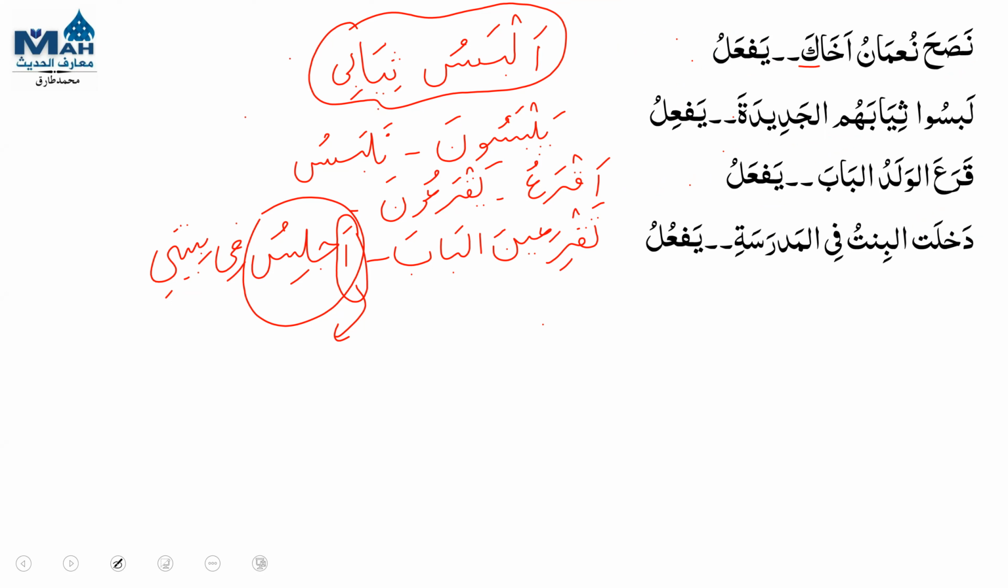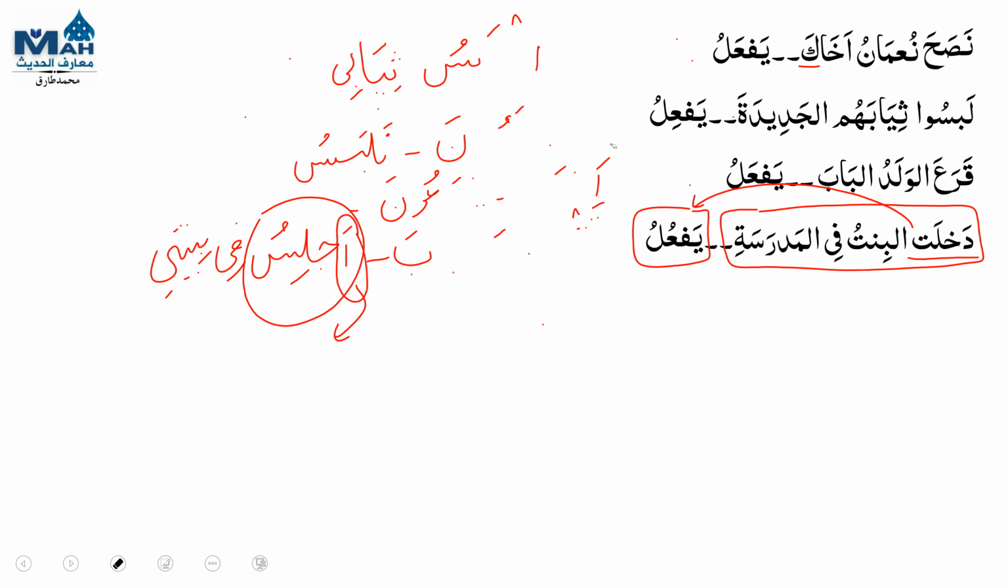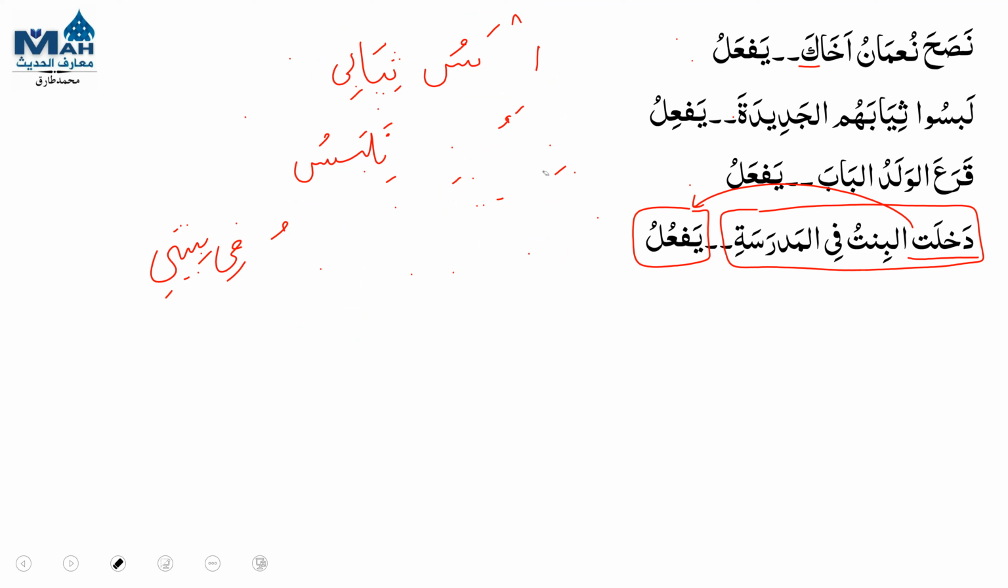دخلت البنت في المدرسة. So dakhala means to enter. What is the translation of this sentence? The girl entered the school. And the weight of this in mudari is yaf'ulu. So now convert this sentence into mudari. تدخل البنت في المدرسة. Excellent. What will be the translation? The girl is entering the school, or the girl will enter the school.